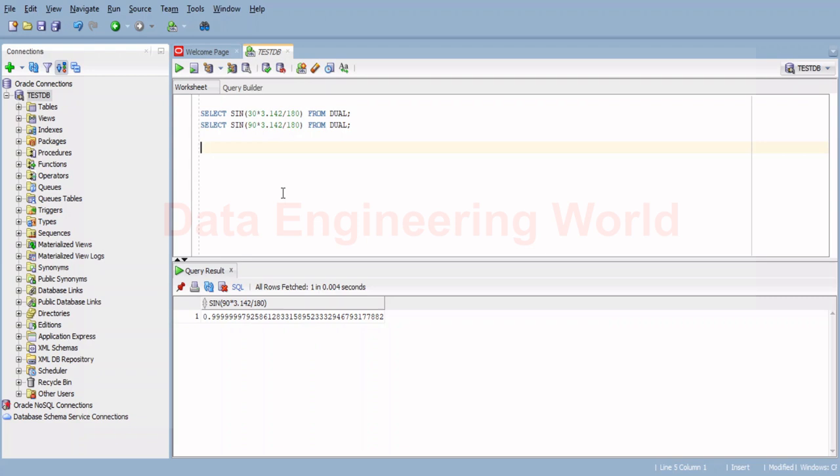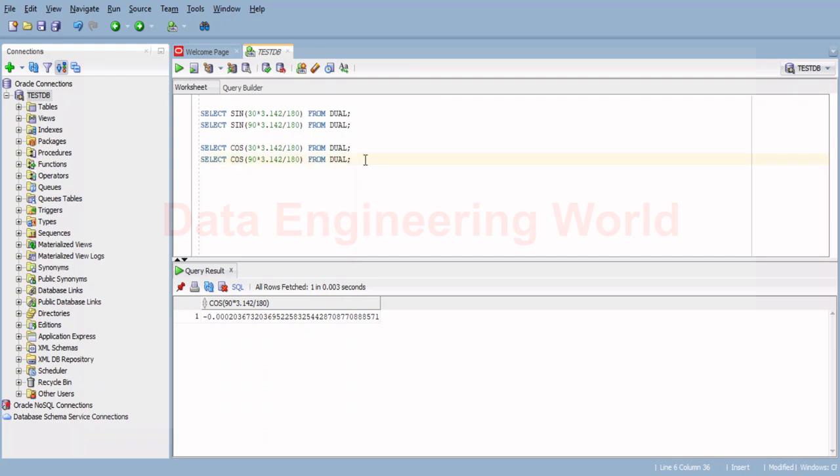Now let's use the cos function to find out the cosine value of 30 degree, which is 0.865991. Let's find out the cosine value for a 90 degree angle also, which is minus 0.000203.